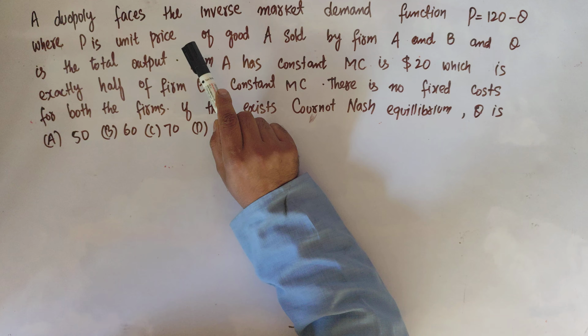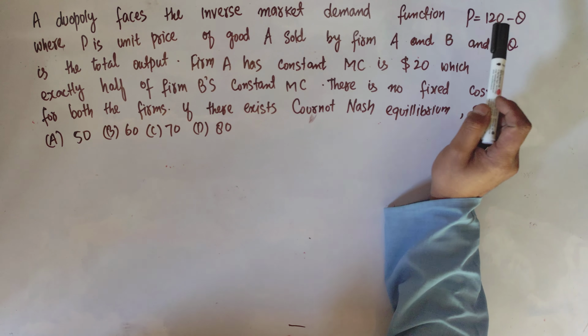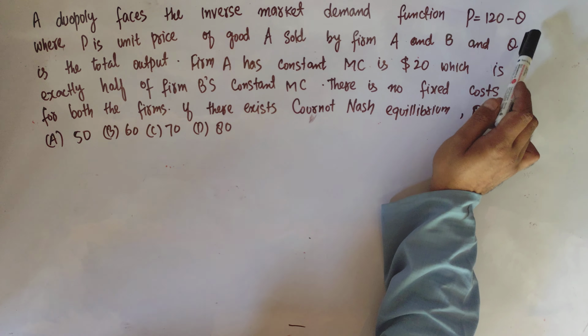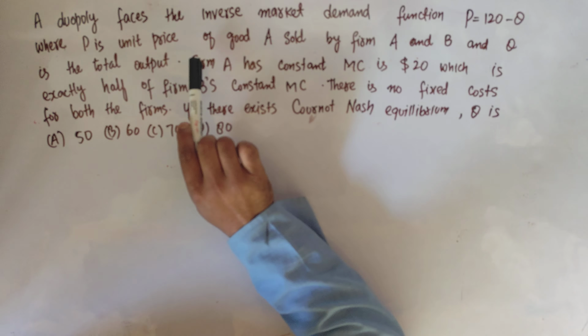Let us solve a question on Cournot Nash equilibrium. The question is, a duopoly faces inverse market demand function, that is P is equal to 120 minus Q, where P is the unit price of good A sold by firm A and B, and total output, which is being denoted by Q, is our total output.